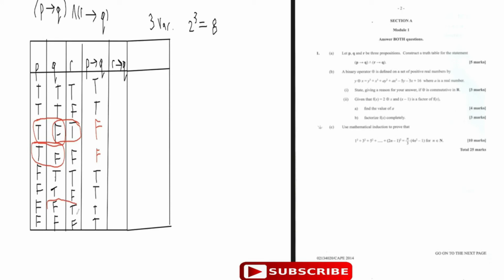So these are the only two places. Let's write that it's going to be false here, and false here. Everywhere else is true. This is true, true, true, true, true, and true.